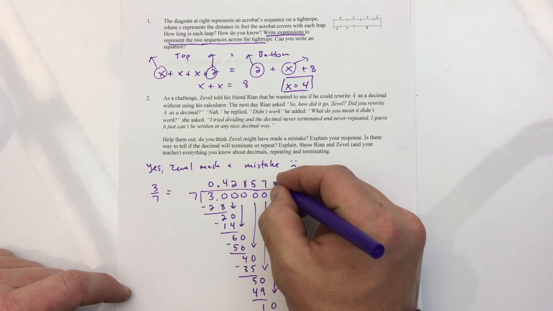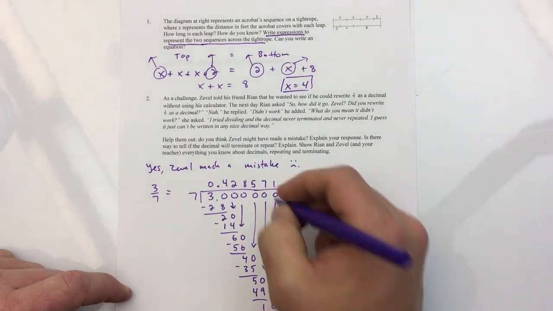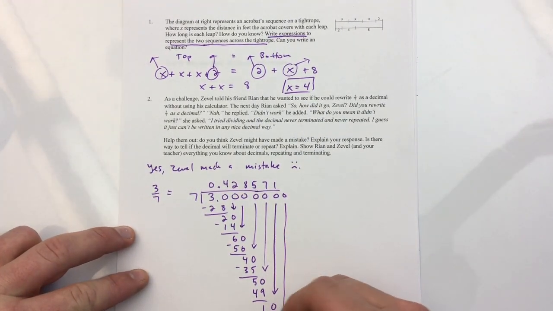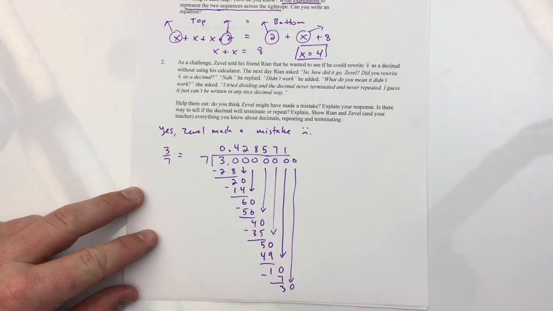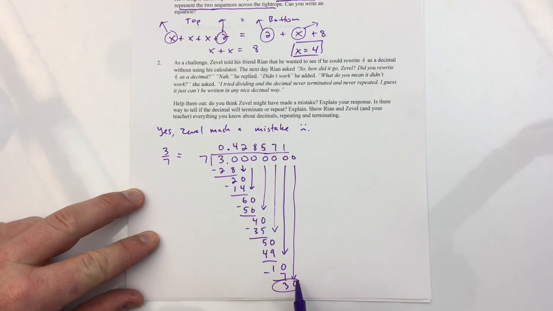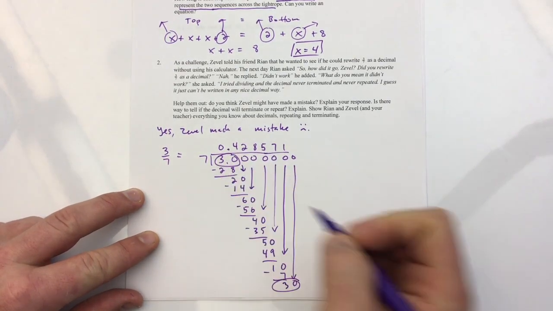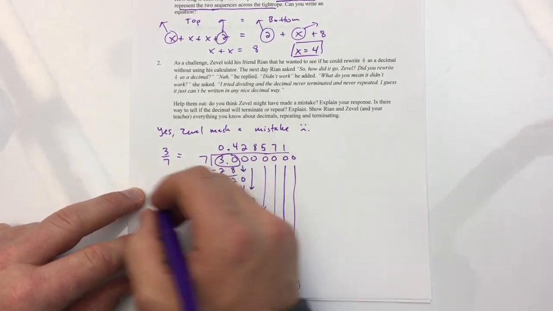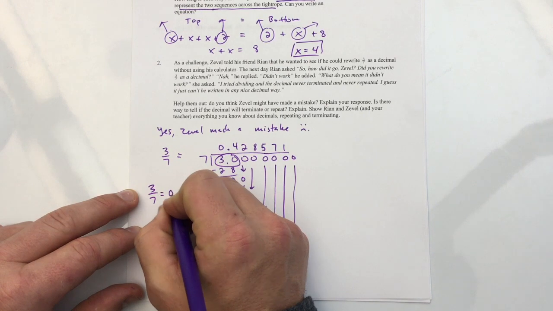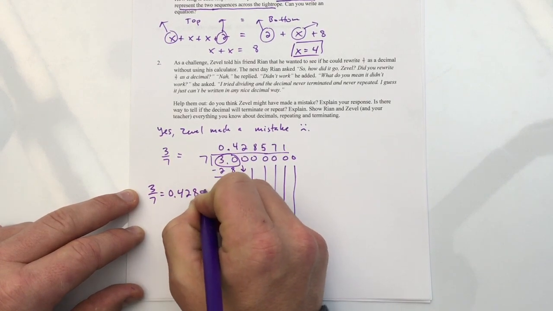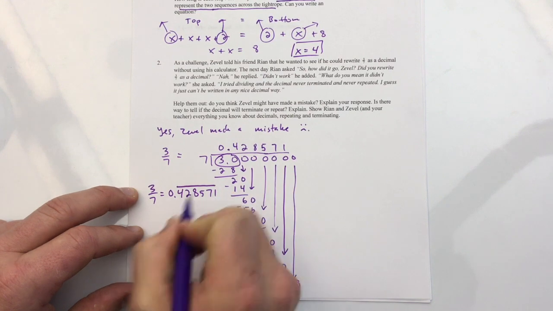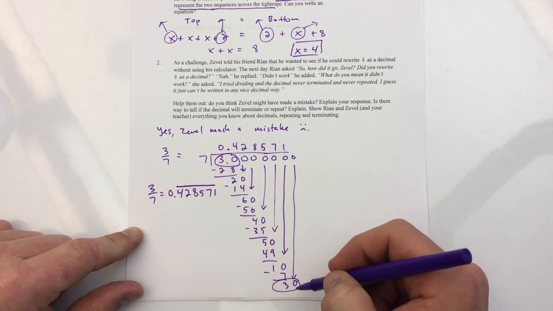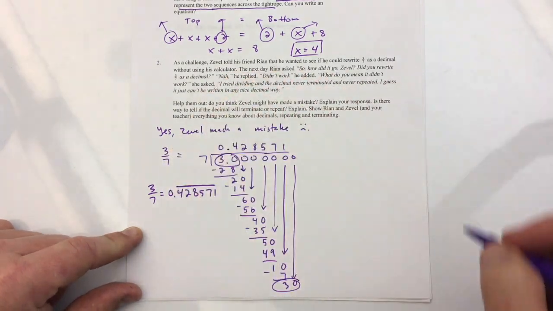But 7 goes into 10 once. 1 times 7 is 7. My remainder is 3. And I bring this 0 down, and I have 30. But since I have 30, I'm trying to figure out how many times 7 goes into 30. I already did that here. So that means all of this repeats. So 3/7 equals 0.428571, all of this repeating. Not just the one is repeating, but all of it is repeating. I go back to where I last saw 30, and all of that repeats.